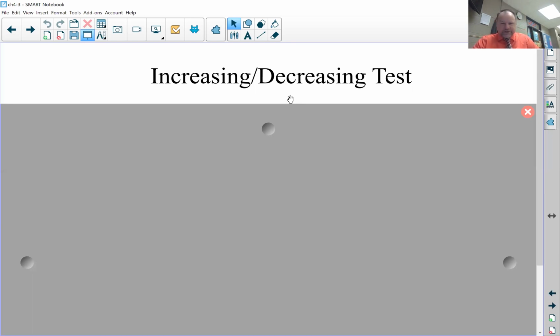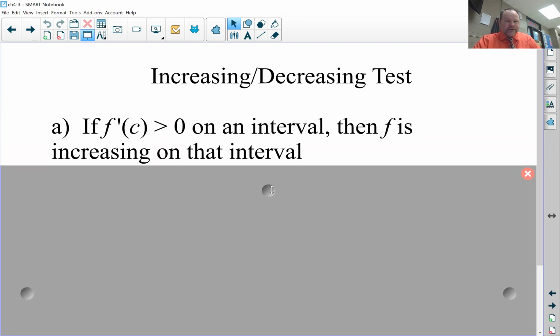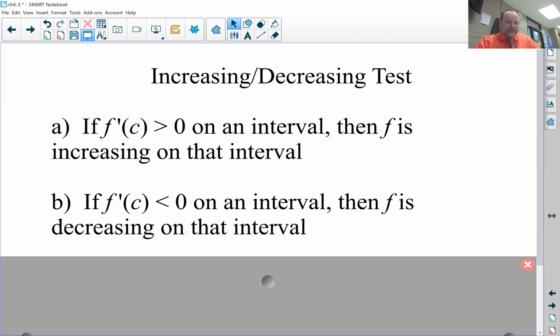I think we've talked about this a little bit, but we can tell whether a function is increasing or decreasing by a little test. If the derivative at some point c is greater than 0, then the function is increasing. So first derivative is positive, function is increasing. If the first derivative is negative on an interval, then f is decreasing on that interval.